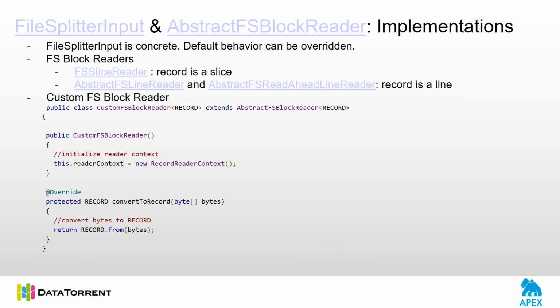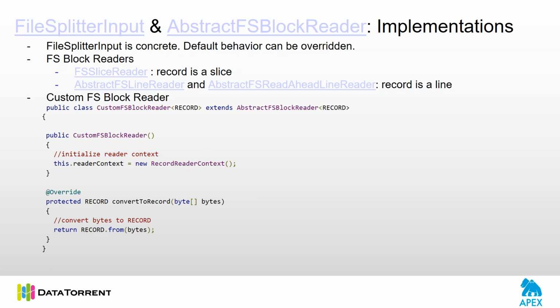Okay, so implementations of file splitter input and AbstractFS block reader. File splitter input is a concrete operator. You can use it just out of the box. But some default behavior can be overridden, with respect to how you want to scan a directory. We have a couple of block readers in the library. The first one is a concrete one, which is slice reader. Here, the record is a slice, and a slice is nothing but a wrapper around a byte array.